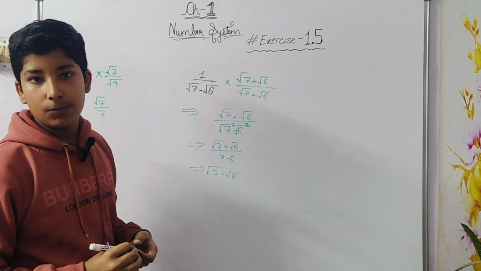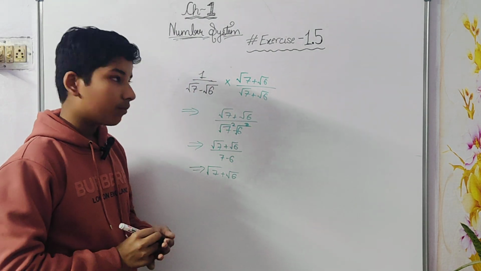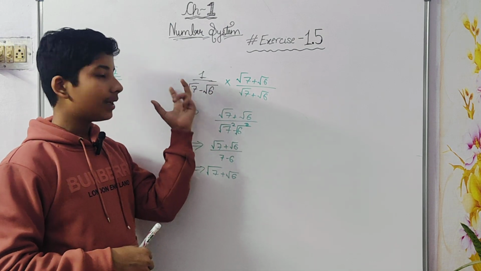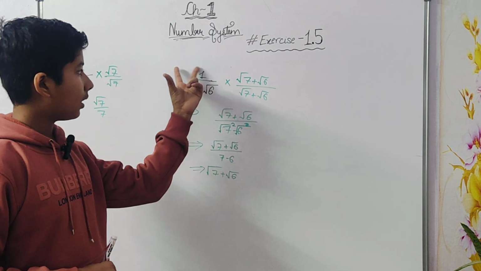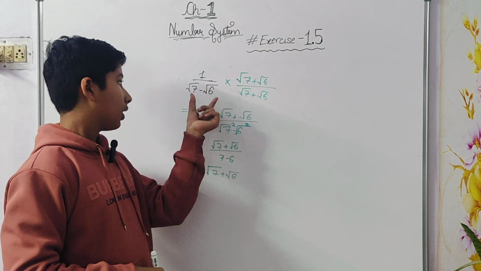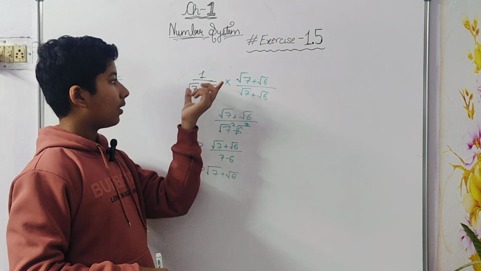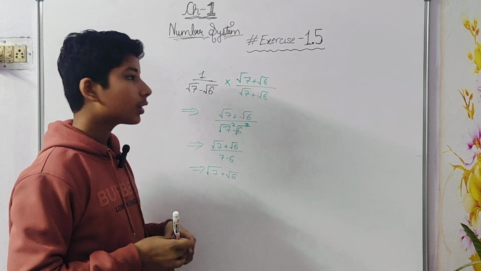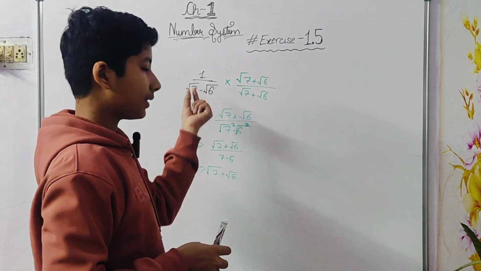Not only with this one, but if you get any expression in this form, with two irrational terms and upon 1, what can you do as a short trick? You can just change the sign and make it the numerator. Replace them and change the sign.